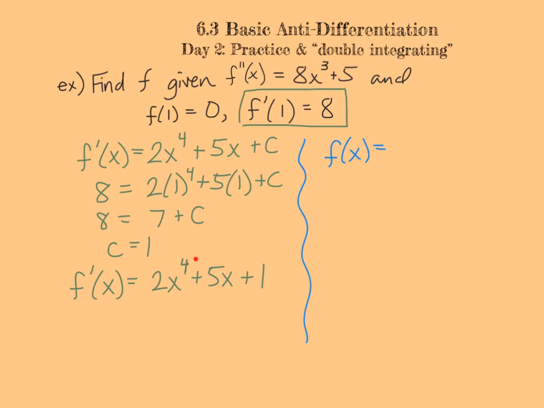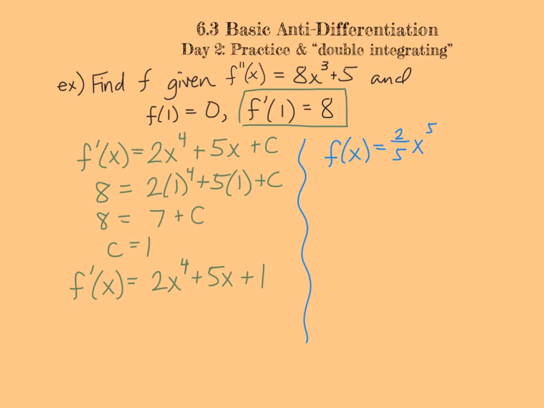So again, we're going to do our backwards power rule. We add 1 and divide by that. So 2 over 5, x to the fifth. Okay, if we took the derivative of that just to check, 5 out front cancels with the 5, 2x to the fourth.